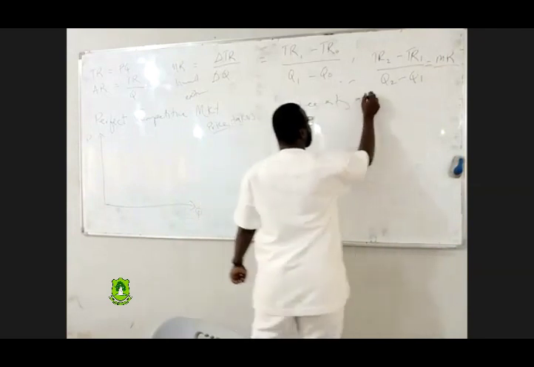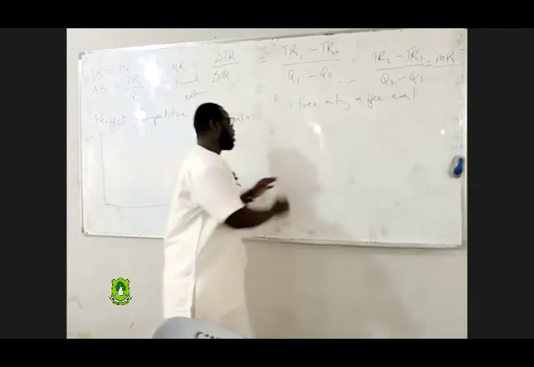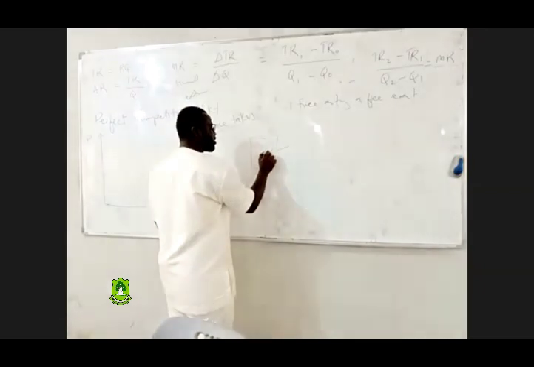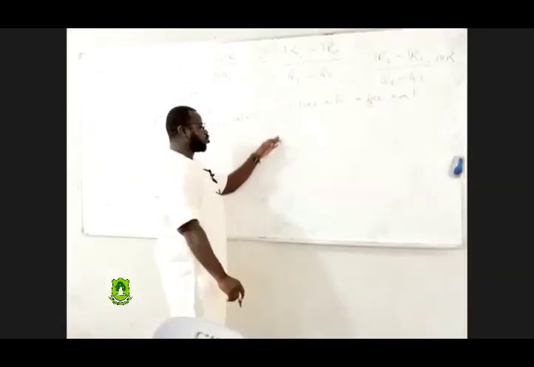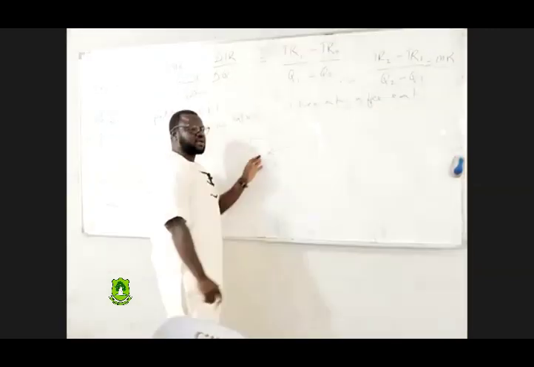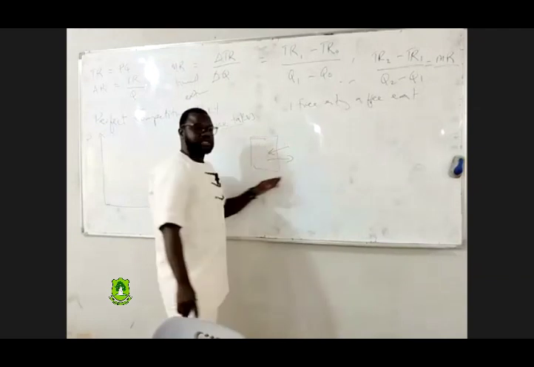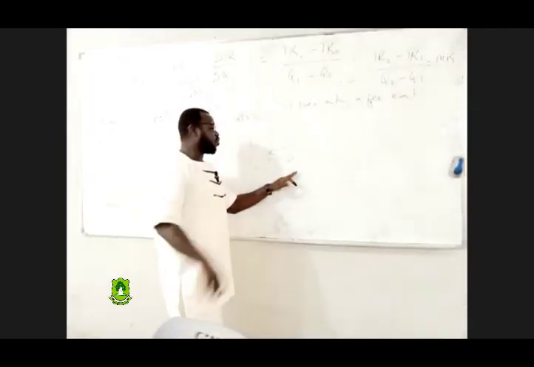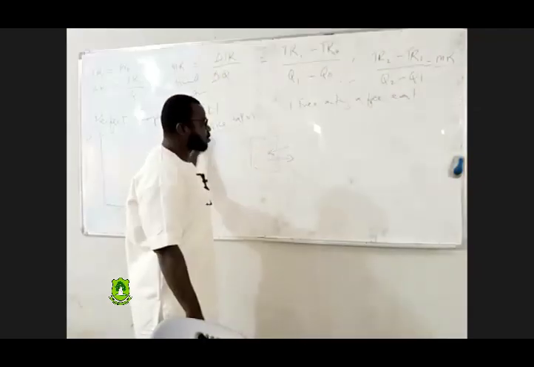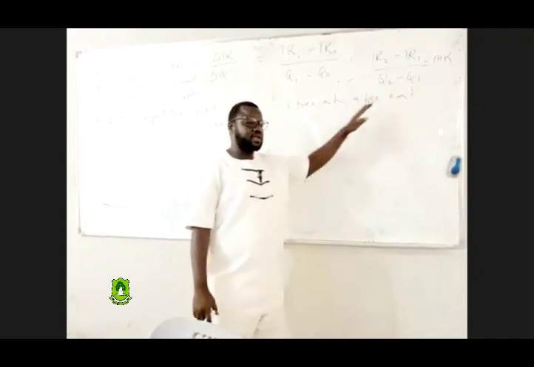Free entry and free exit. In other words, if this is the market, to be able to enter as a seller, there shouldn't be any hindrance or restrictions preventing you from joining the market. And if the market is not good and you want to leave, there should also be no restrictions preventing you from leaving the market. So the perfect competitive market has free entry, free exit.